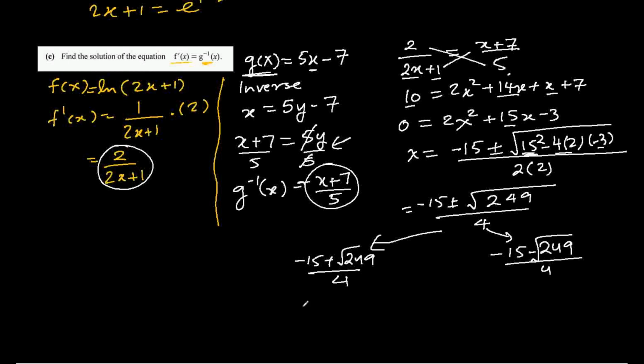What I got for this one is 0.194933, which is rounded off to 0.195, and this one is minus 7.6949, rounded off to minus 7.69.